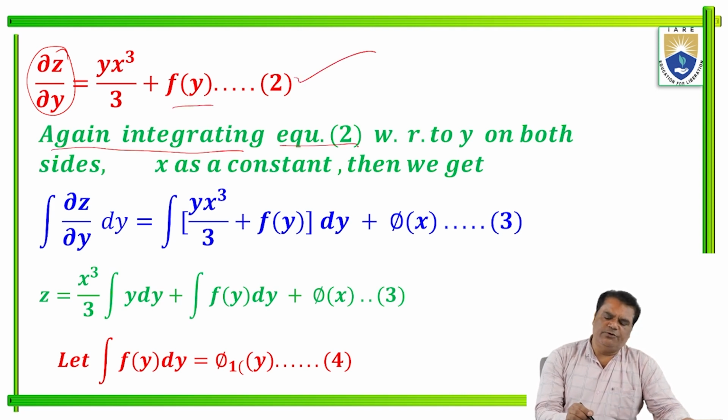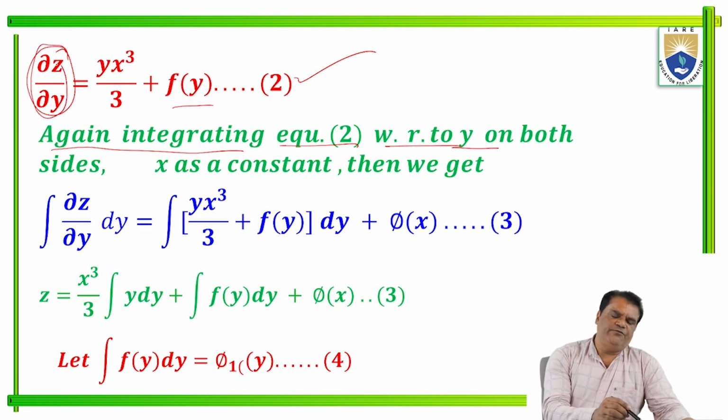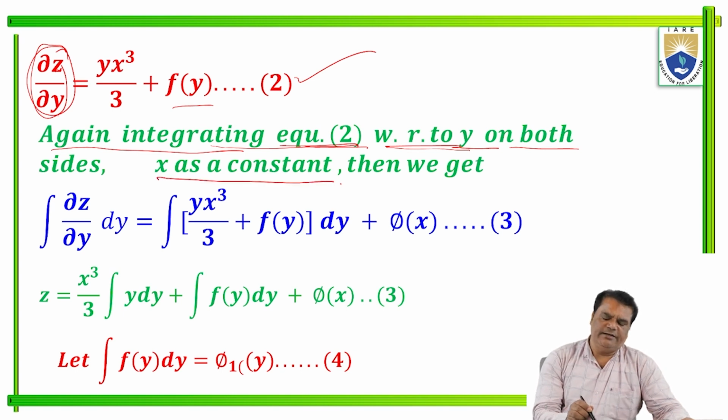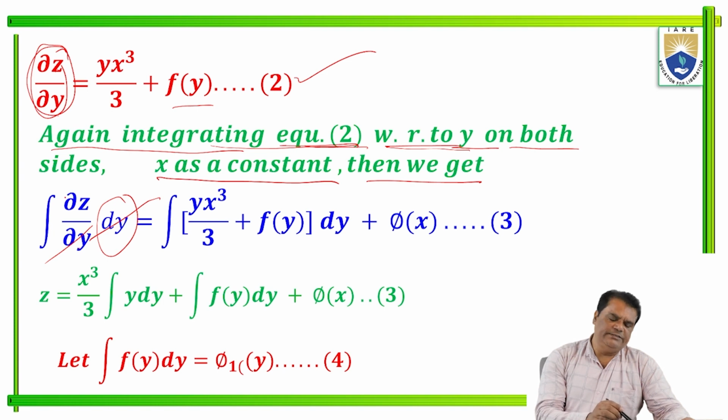Again integrating equation 2 with respect to y, because here is the differentiation of z with respect to y. So we integrate this with respect to y. Then this order will be cancelled. So now integrating equation 2 with respect to y on both sides, x as a constant. So ∂z/∂y integrated with respect to y, so ∂y is cancelled. Here is dz. Integration of dz is z. Now integral of y x³/3 plus f(y) dy.